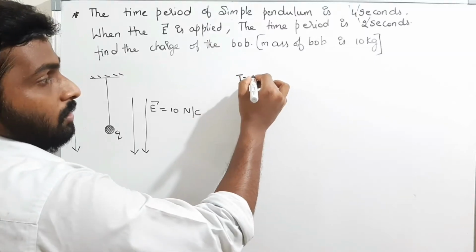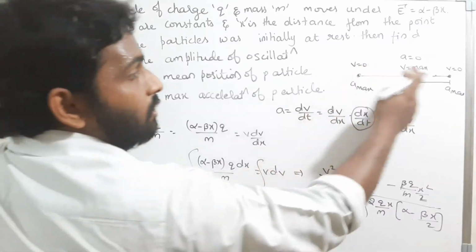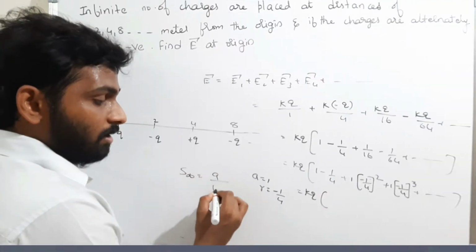Simple pendulum time period formula is potential energy in the spring. That means mgh how much? Now to find where the velocity becomes infinity number is nothing but a by 1 minus.